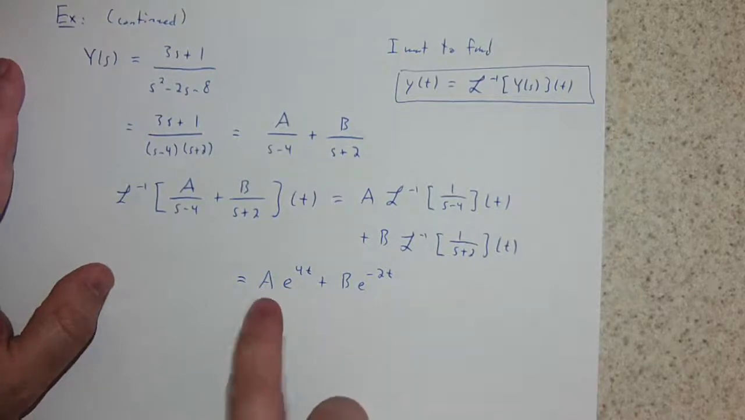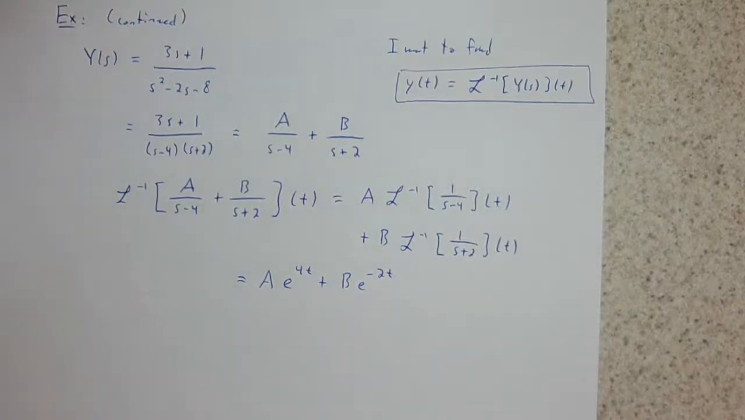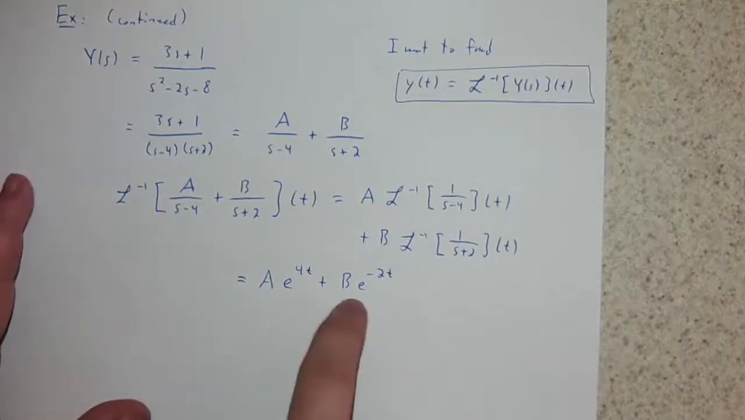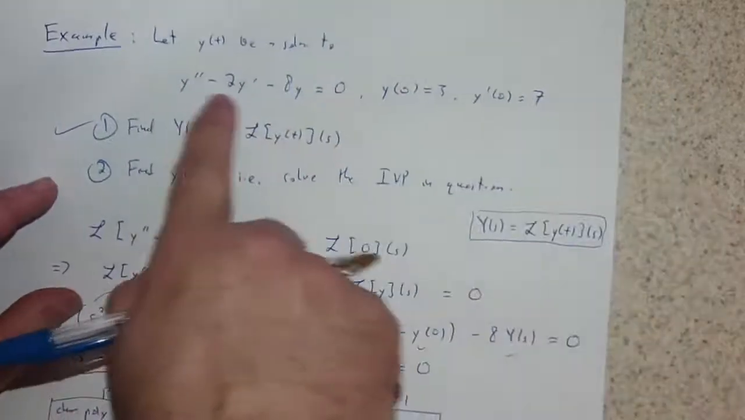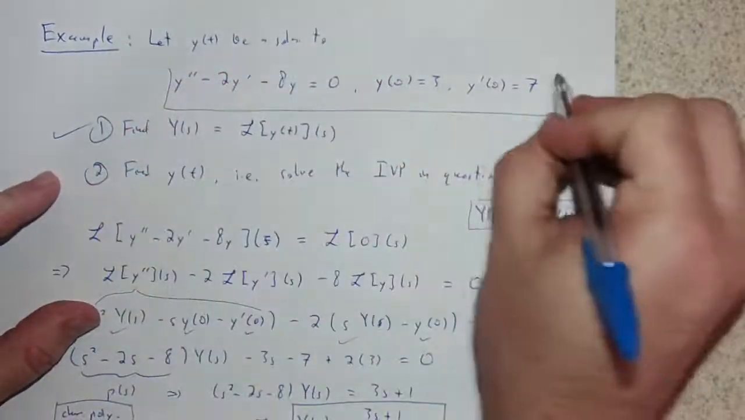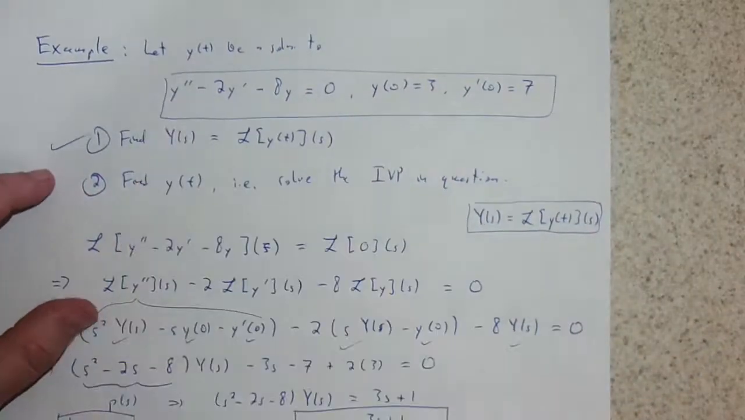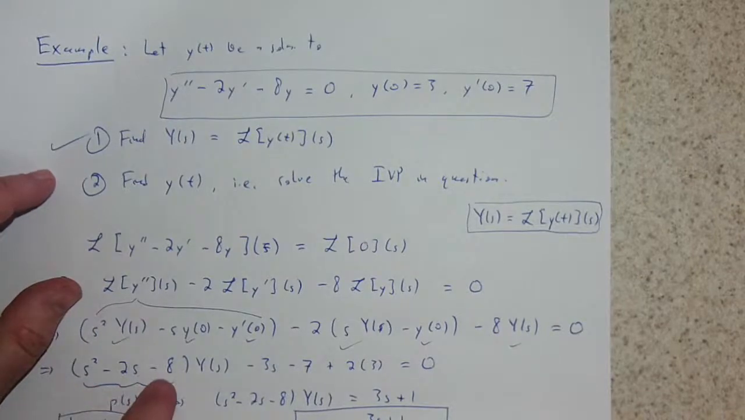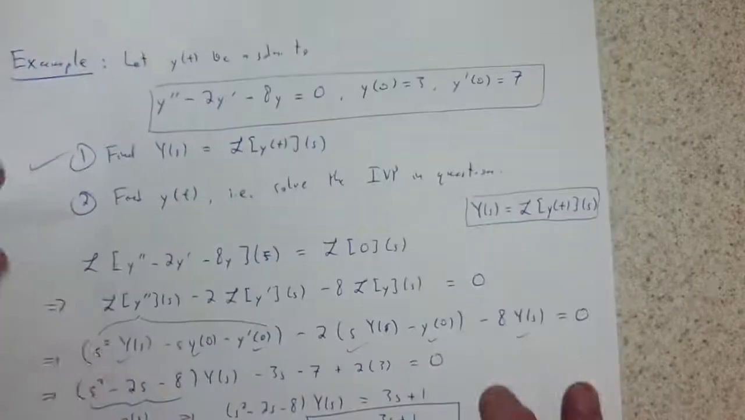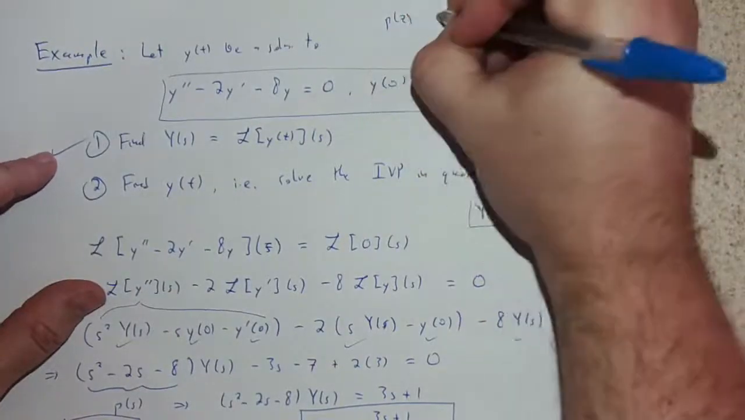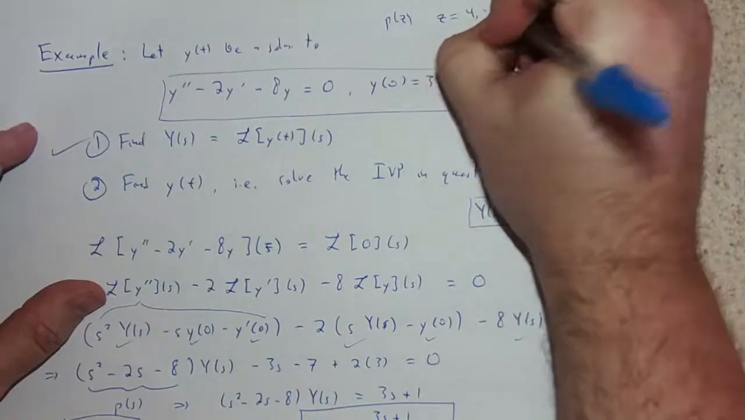And I would be done if I could find out what these constants were. There's a lot going on here. Notice you already knew that this was the form that this had to take. Why? Remember the equation this came from. Here's the equation. Its characteristic polynomial is s squared minus 2s minus 8, which factors in this same way. So it has roots 4 and minus 2. So p of z has roots z equals 4 and minus 2.